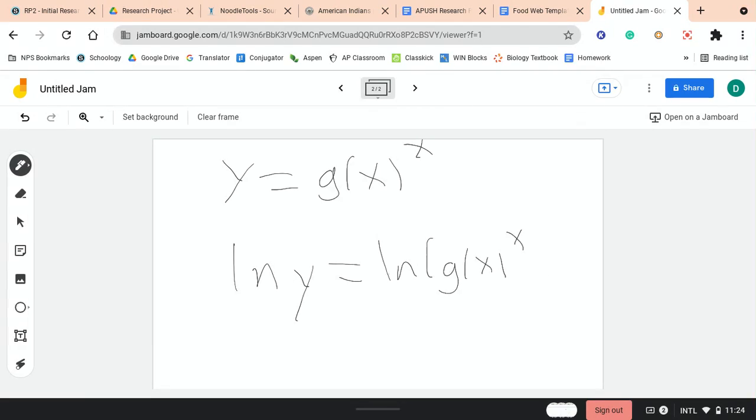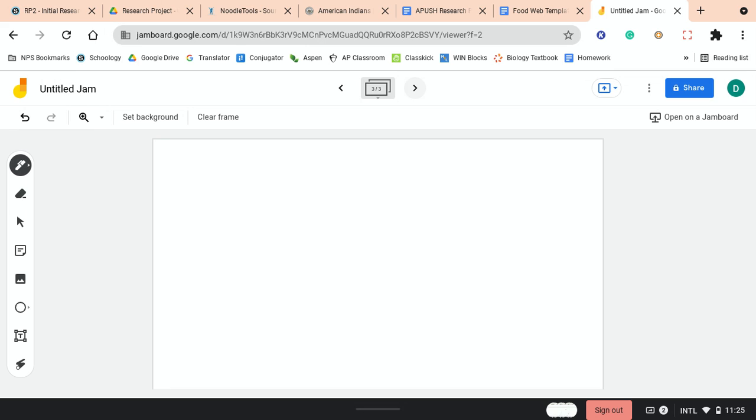And the power rule for logs, I think that's what it's called, tells us that we can take the exponent here and bring it to the front. So this ends up being ln y equals x ln g of x. All right, so now what we're going to do is we're going to differentiate both sides. So we have ln y equals x ln g of x. All right, so we're going to differentiate both sides with respect to x.